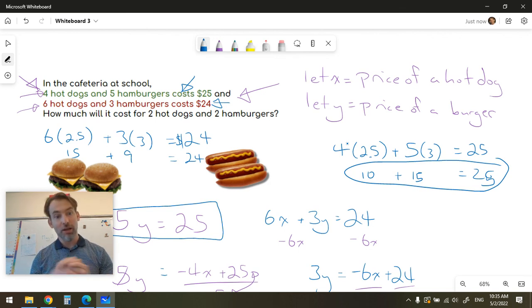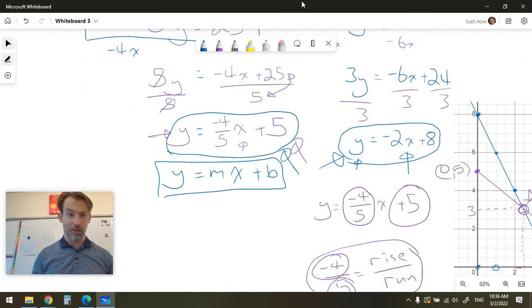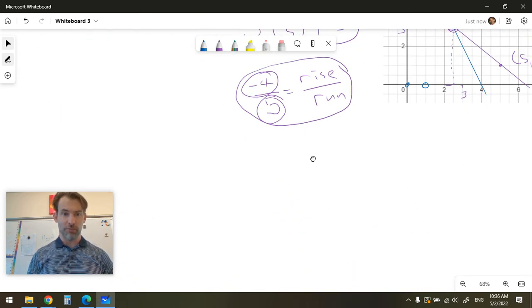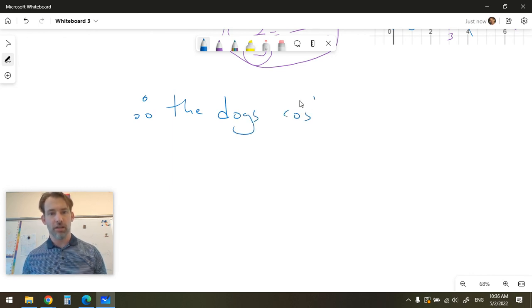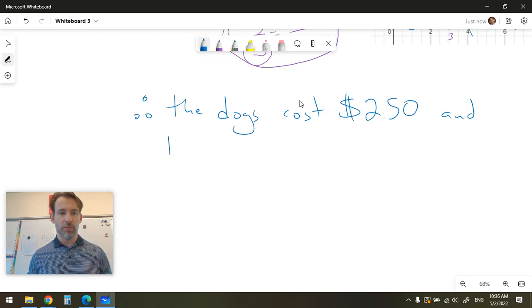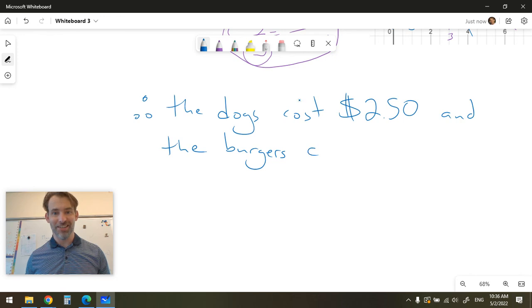The last thing to do to tie a bow around this lovely question is a nice therefore statement. We probably should put it at the bottom of our work to help a math teacher who's looking at the bottom of our work for our answer. And this is what a therefore statement should look like. Therefore, the hot dogs, the dogs, cost $2.50, 2 decimal places, please, with money. And the burgers cost, spoiler alert, we already had this, $3.